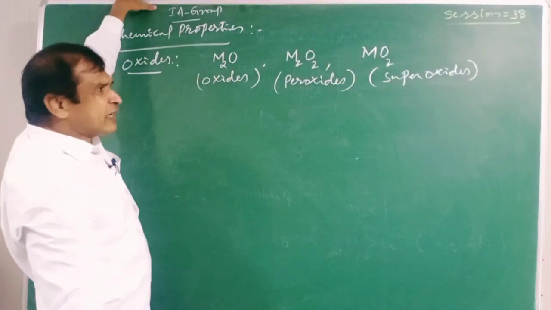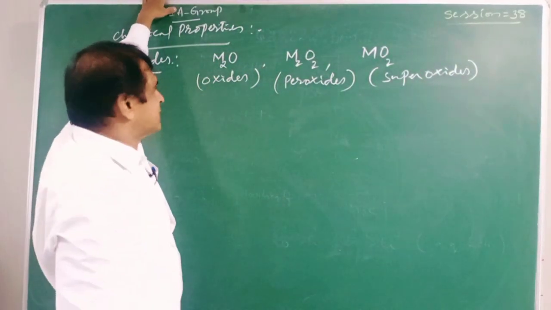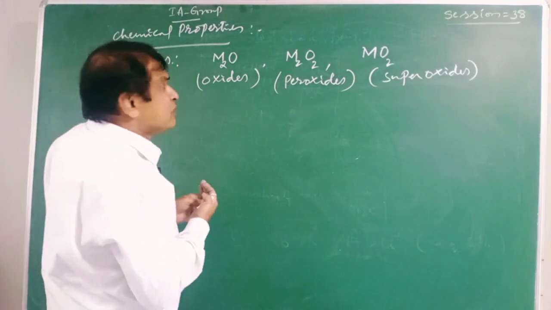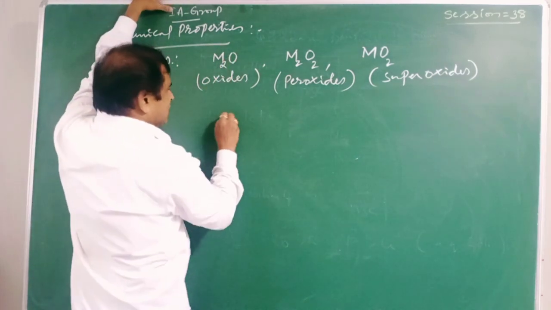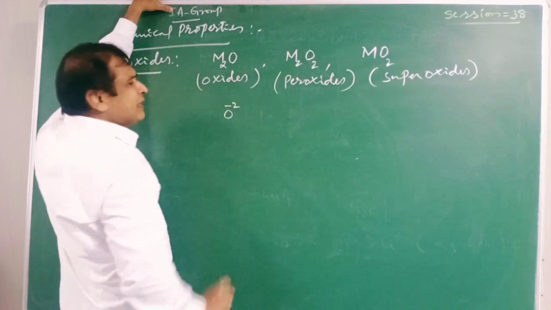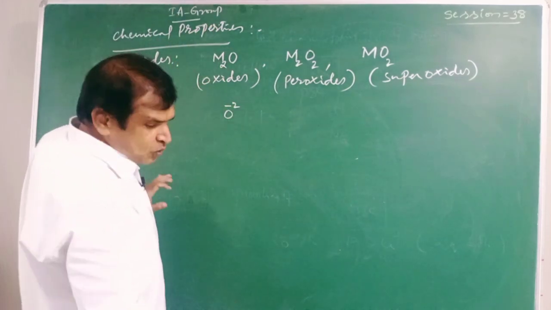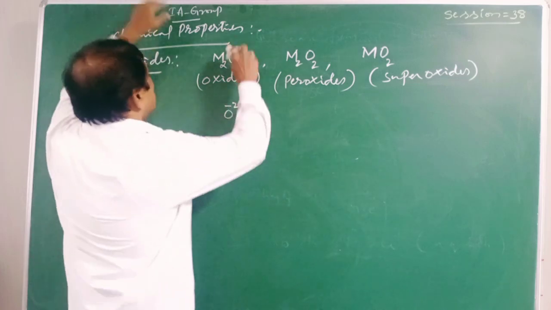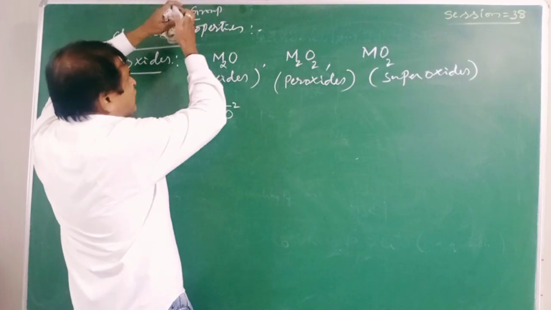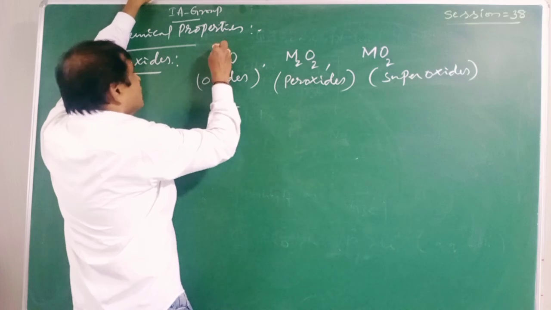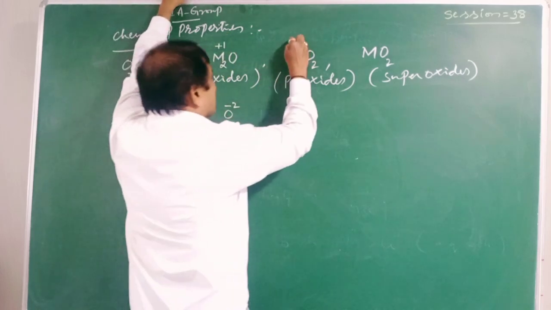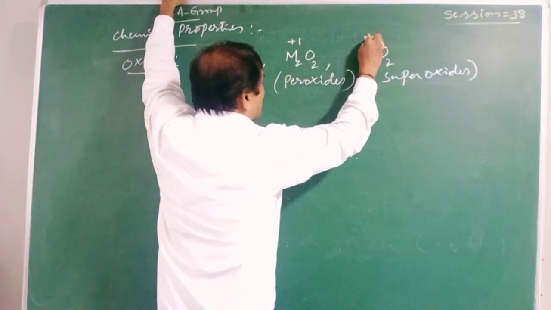Oxides, peroxides, and superoxides. What is the formula of oxide? Oxide ion formula is O2-. That means the oxidation state of the oxygen atom is minus 2. So what about the metal ion? The alkali metal atom in any of its compounds always exhibits only plus 1. Plus 1 here also.